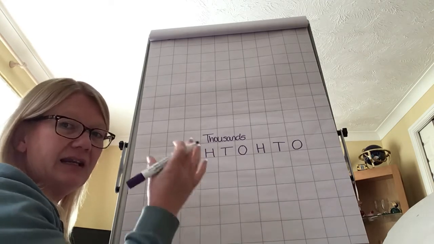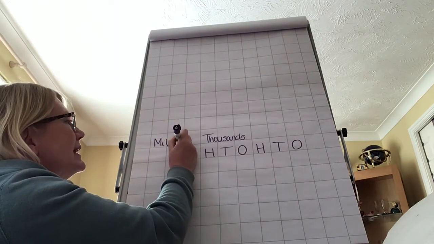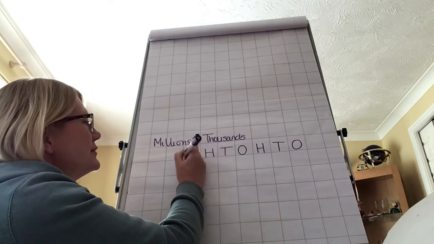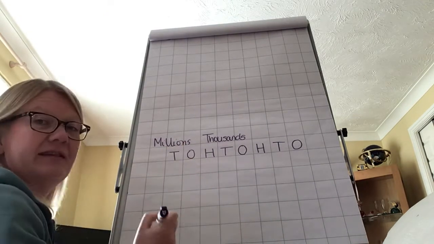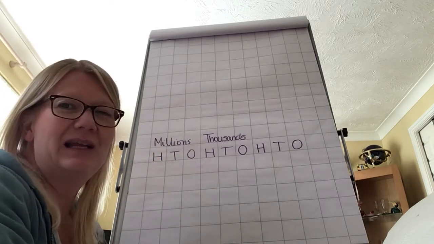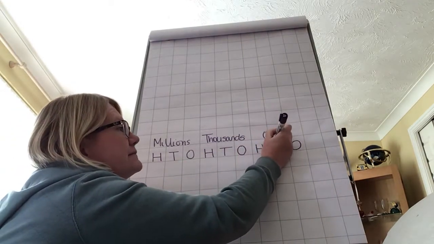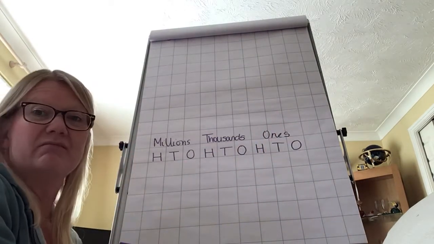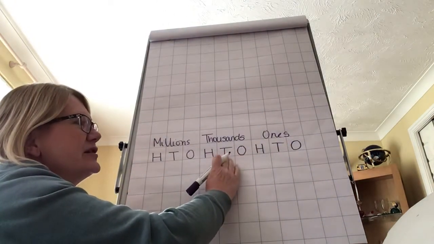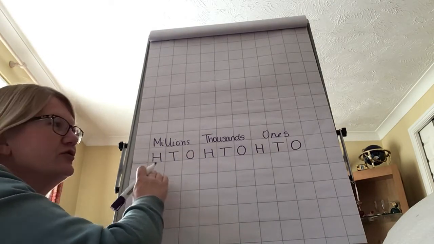And if we move again into another chunk of 3, we're going to get into our millions. And again, the first one we're going to encounter is one millions, tens of millions, hundreds of millions. So really, we could describe these as ones. We've got 1, 10, 100, 1,000, 10,000, 100,000, 1 million, 10 million, 100 million.